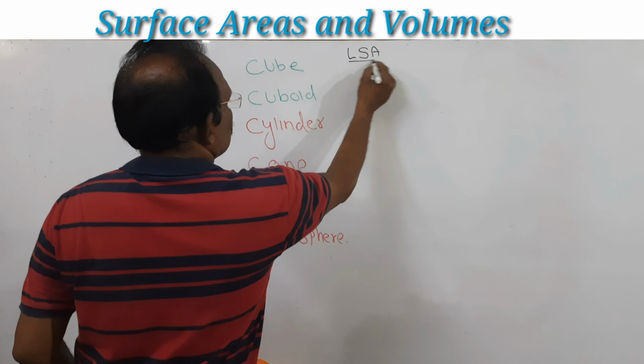Now, volume. A into A into A is nothing but A cube. If we have assumed A as a side, so this will be the formula. I think it's simple. How simple it is? If you are well acquainted with the cuboid, then with the help of the cuboid you can make the formulas for lateral surface area, total surface area, and the volume.